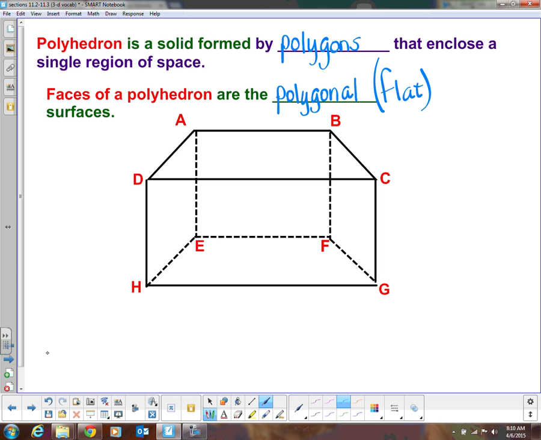All right, and we're going to name some of these faces. So I will name a face first. If we look at this, A, D, H, E names the left side. So we've got A, D, H, E. Notice I went in order. All right, that's the right side. Who can name the left side?